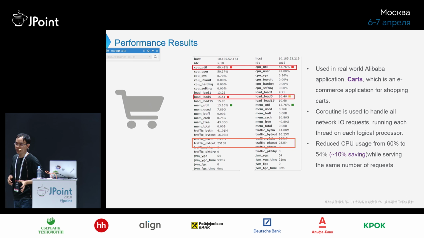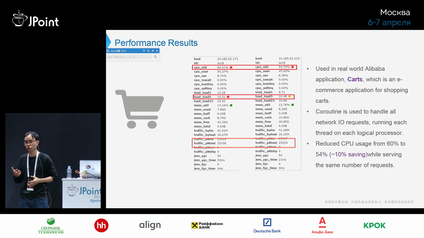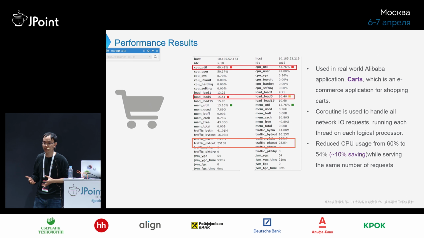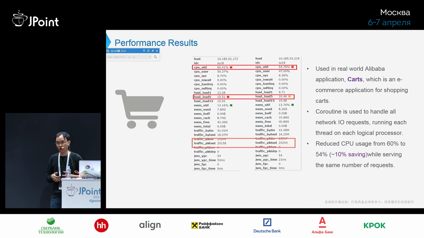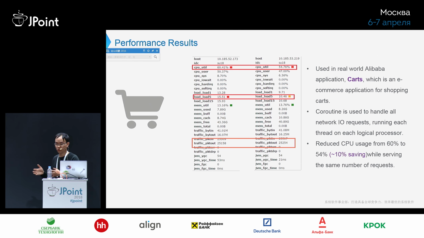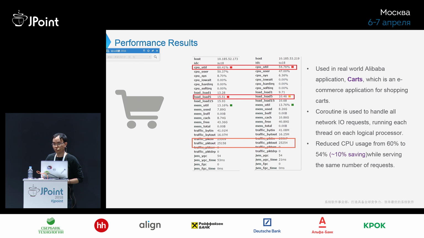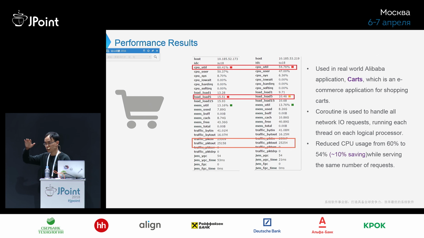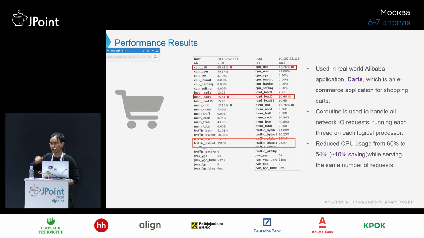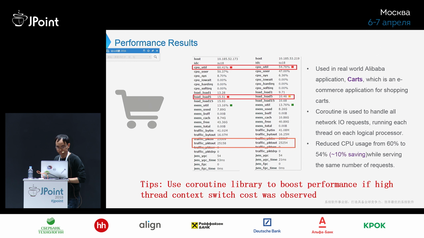I think most of you may not have a chance to change the OpenJDK source code directly and add such complex logic into OpenJDK. But the practice I would like to share with you here is, if you observe high thread context switch cost, I suggest you try a third-party coroutine library to boost your application performance.